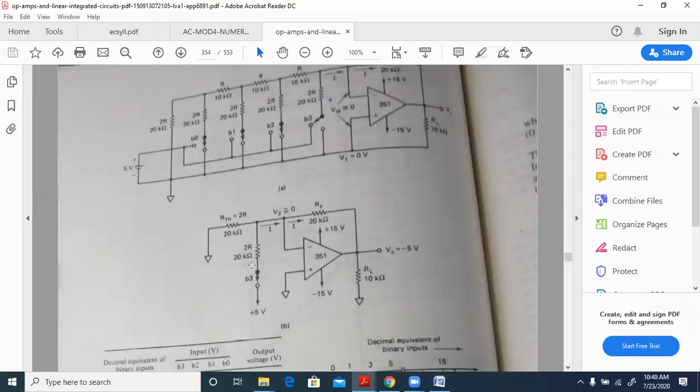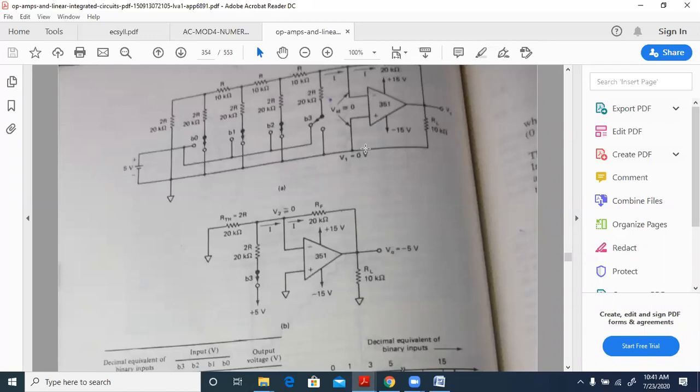So please remember that B3 here is the most significant bit. For the most significant bit, you are going to get the 5 volts. Most significant bit equal to 1 will give us the value where all the others are grounded and only this is connected to the 5 volts. So this will be 1000.